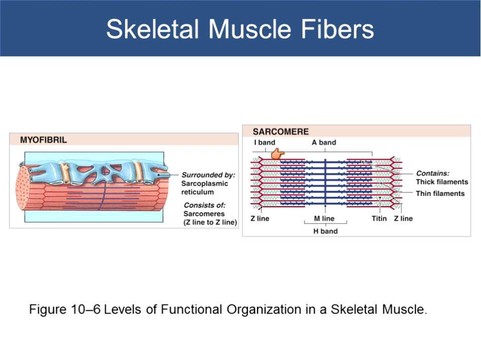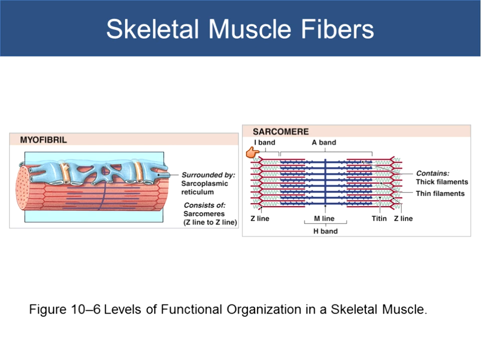And if we want to get even closer, we'd see those bands again: our A band, our M line, our H band that's right there on either side of that M line, and our Z lines. Z line to Z line is one sarcomere, and then you have your I band, where your thin filaments are found. So it's just kind of a review of the levels of organization.